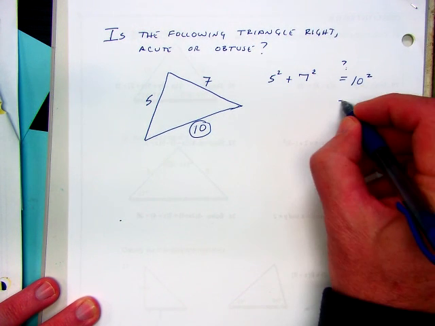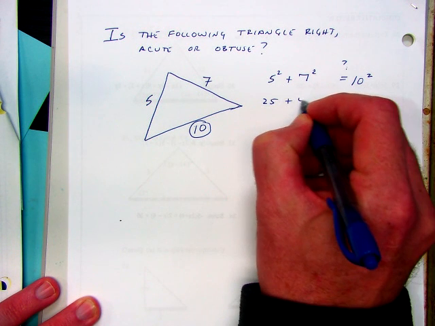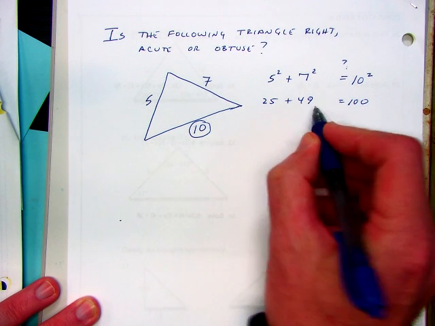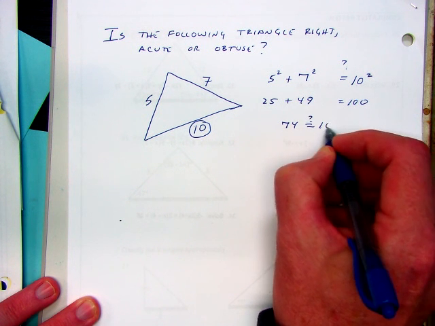Well, this side is 100. This is 25 plus 49. If I add those together, I get 74. It is certainly not equal to 100.